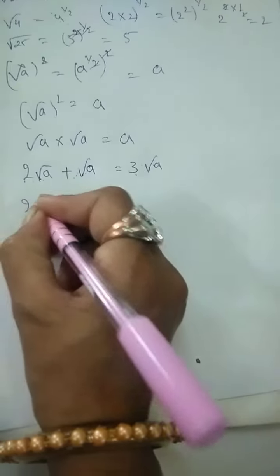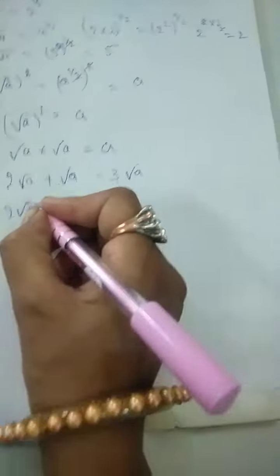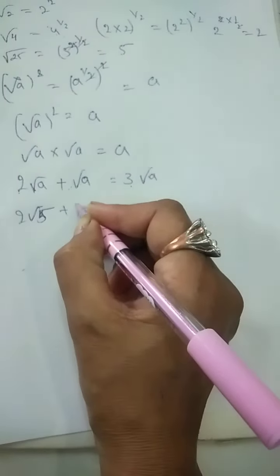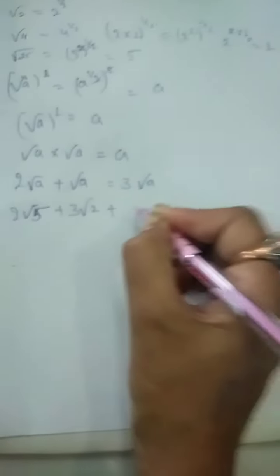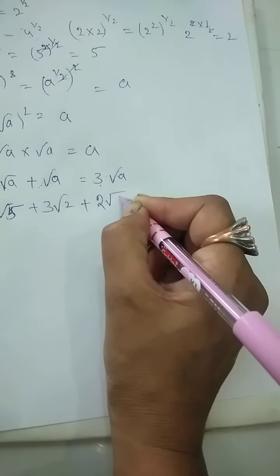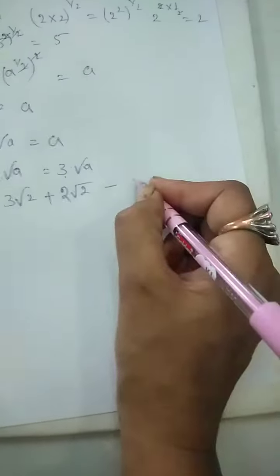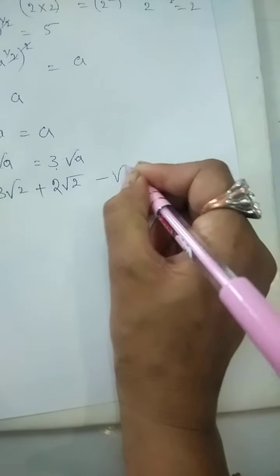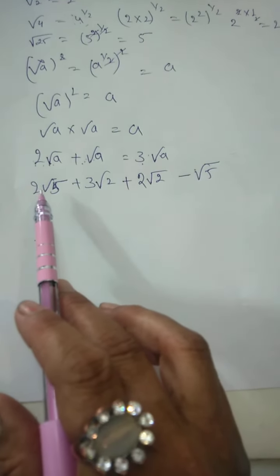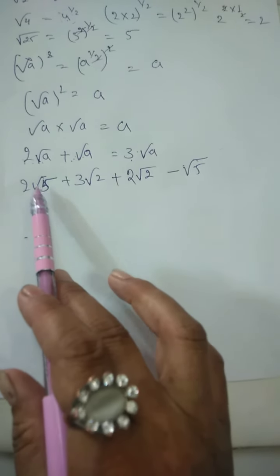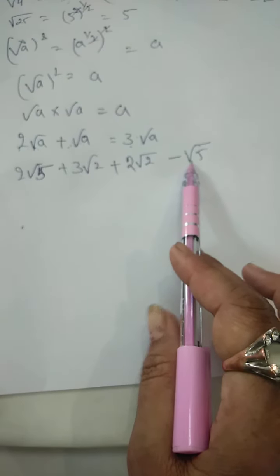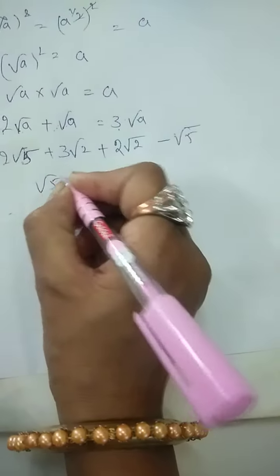And if we have 2 root 5 plus 3 root 2 plus 2 root 2 minus root 5. Now in this sum we can solve only like terms, so solve the value of root 5 with root 5. So 2 root 5 minus 1 root 5 equals 1 root 5.